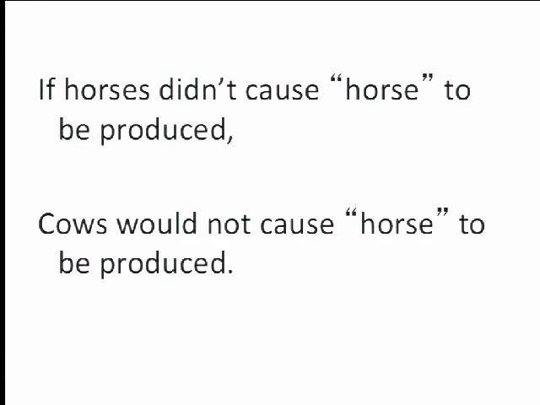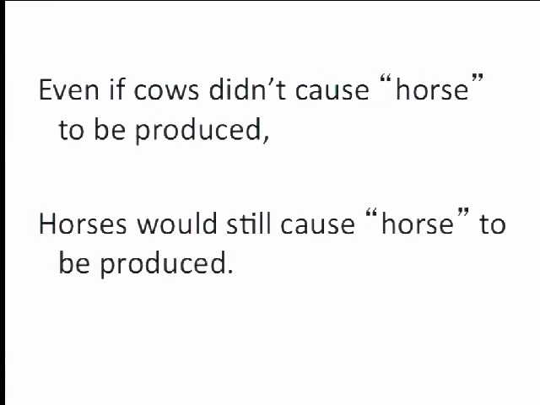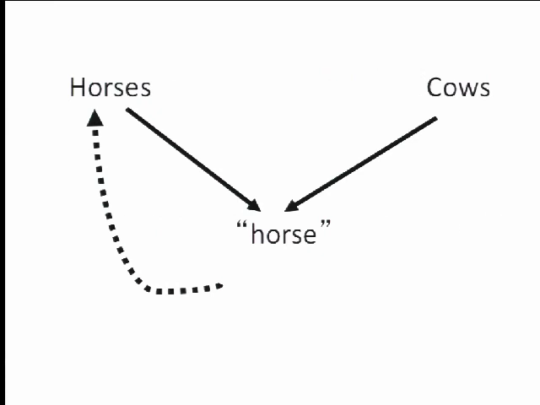So just one last thing here. I just did that by making the others go away, but just to be fully explicit, what we're saying is this is counterfactual. This is about what's going on in other possible worlds. If horses didn't cause horse to be produced, then cows would not cause horse to be produced. Even if cows didn't cause horse to be produced, horses would still cause horse to be produced. It's these points about what's going on in other possible worlds that are telling you which causal connection fixes reference and which one doesn't. Okay.